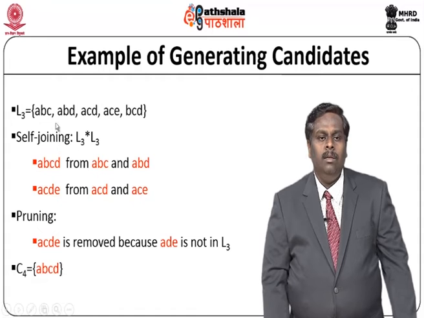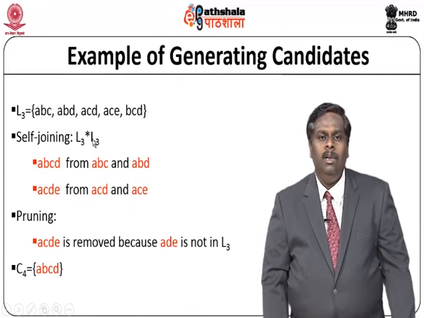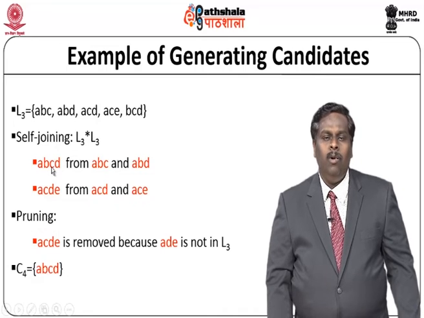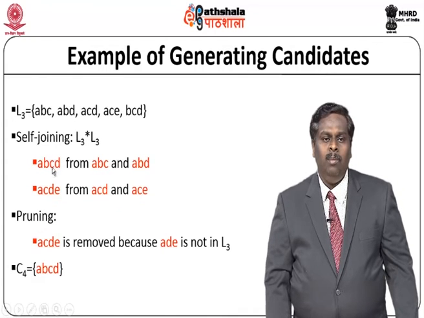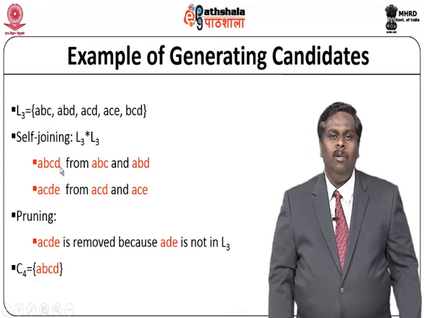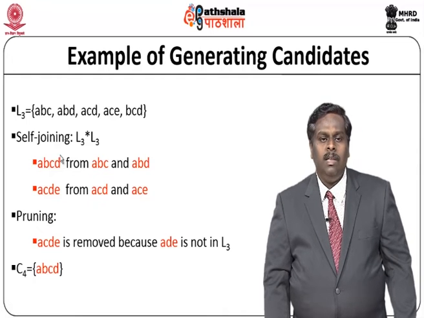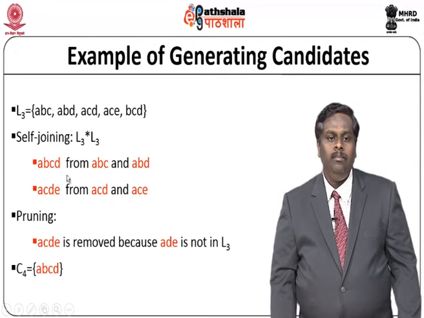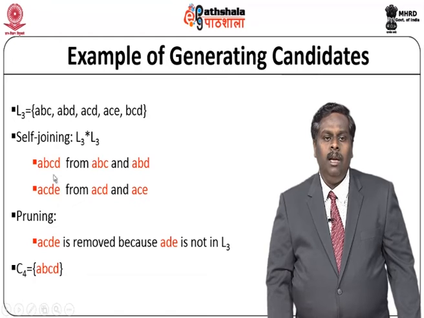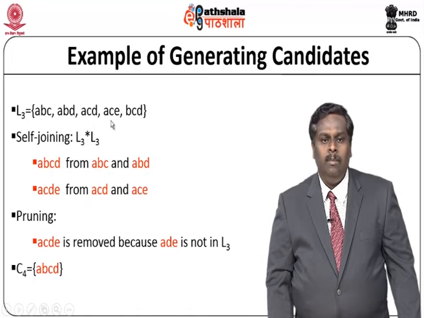When you join these frequent item sets with itself, then we may generate one possible item set A, B, C, D, that is one possible 4 item set. This A, B, C, D 4 item set is generated by combining ABC and ABD item sets respectively. Similarly, you can generate ACDE from combining ABC and then ACE.